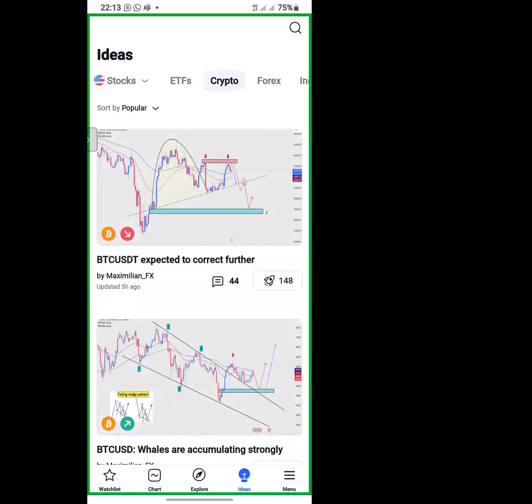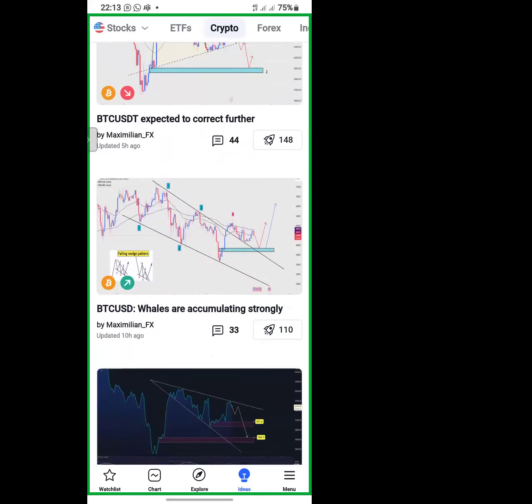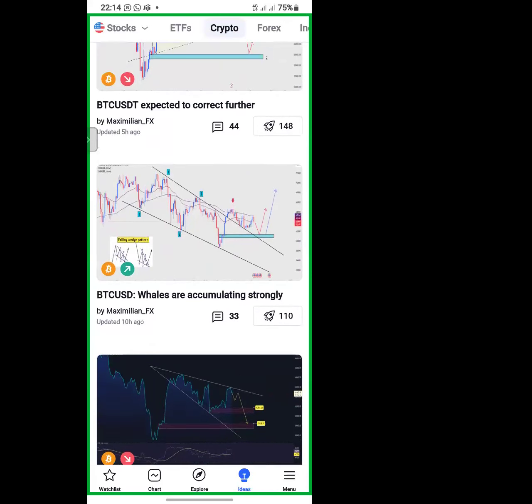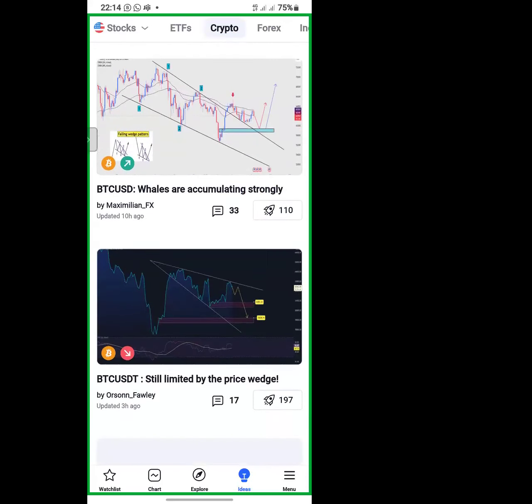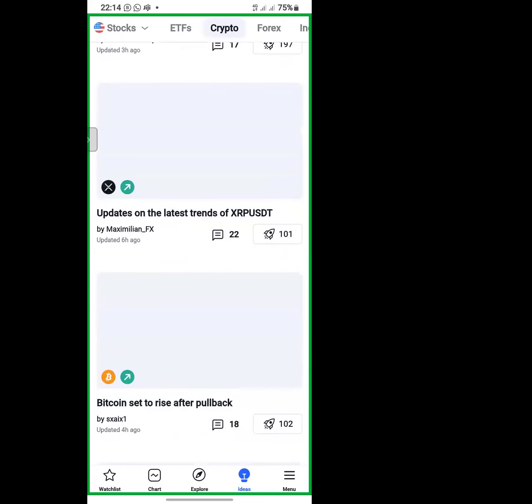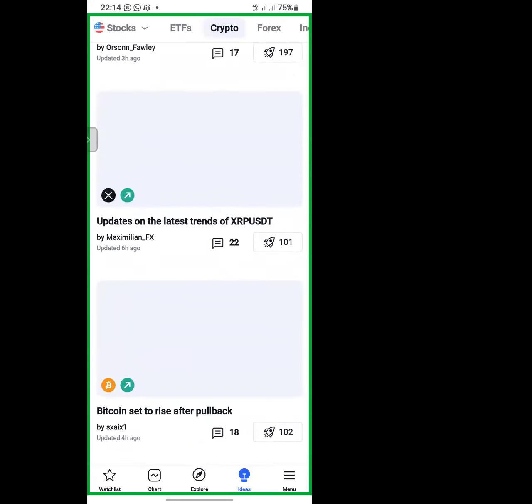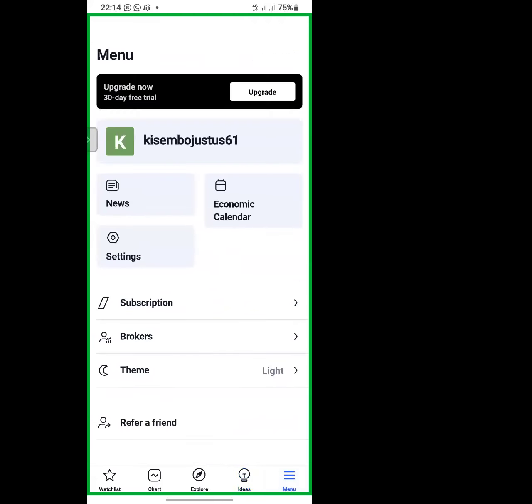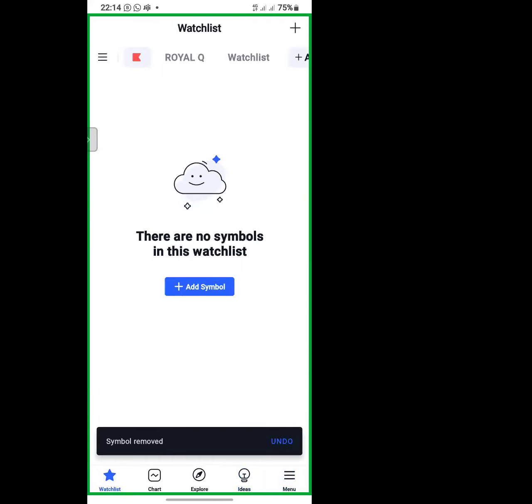You can see this one's idea about the Bitcoin. It says Bitcoin USDT expected to correct further. You can see this one as well. This is about 5 hours ago. This is 10 hours ago. This is 3 hours ago. You see everyone with his analysis. Then we've got the menu. I think this is self-explanatory, the menu, where you can switch everything, like the settings.